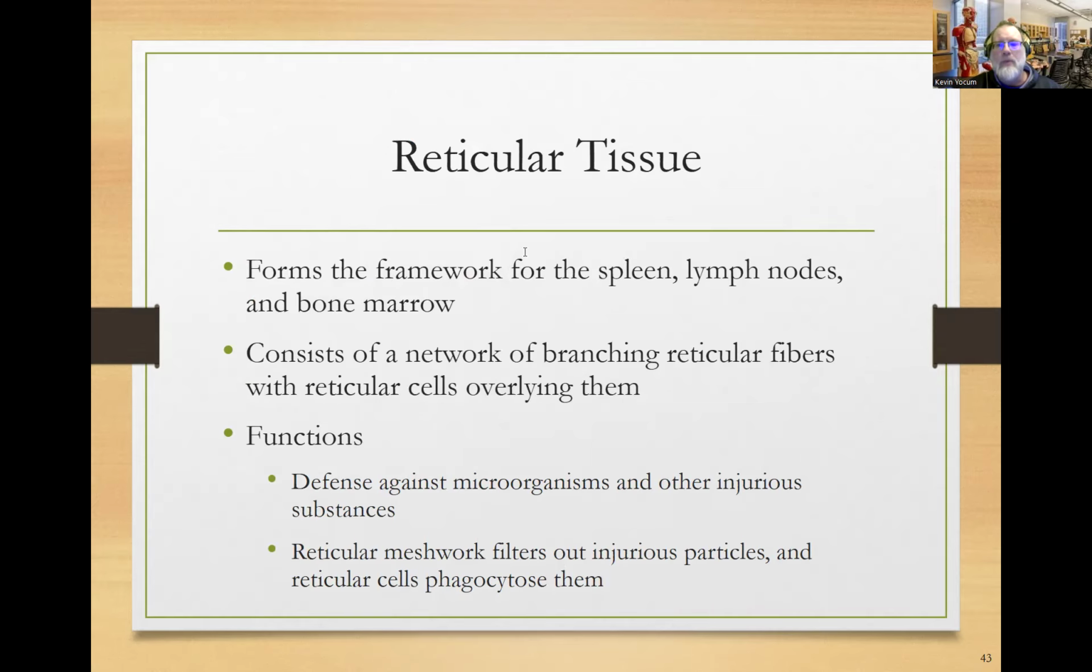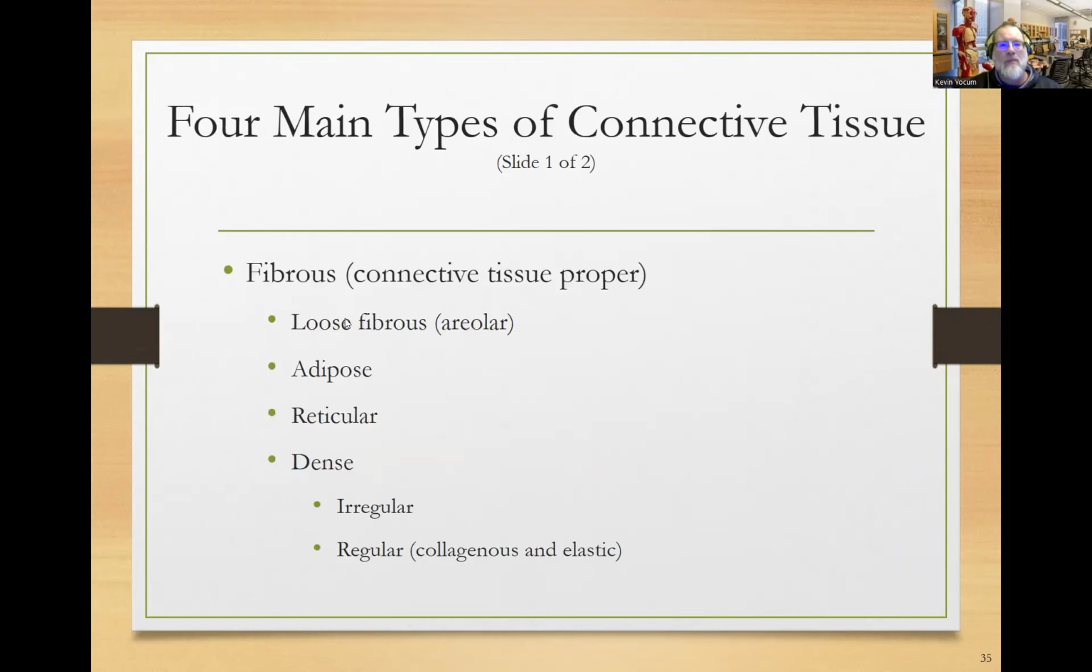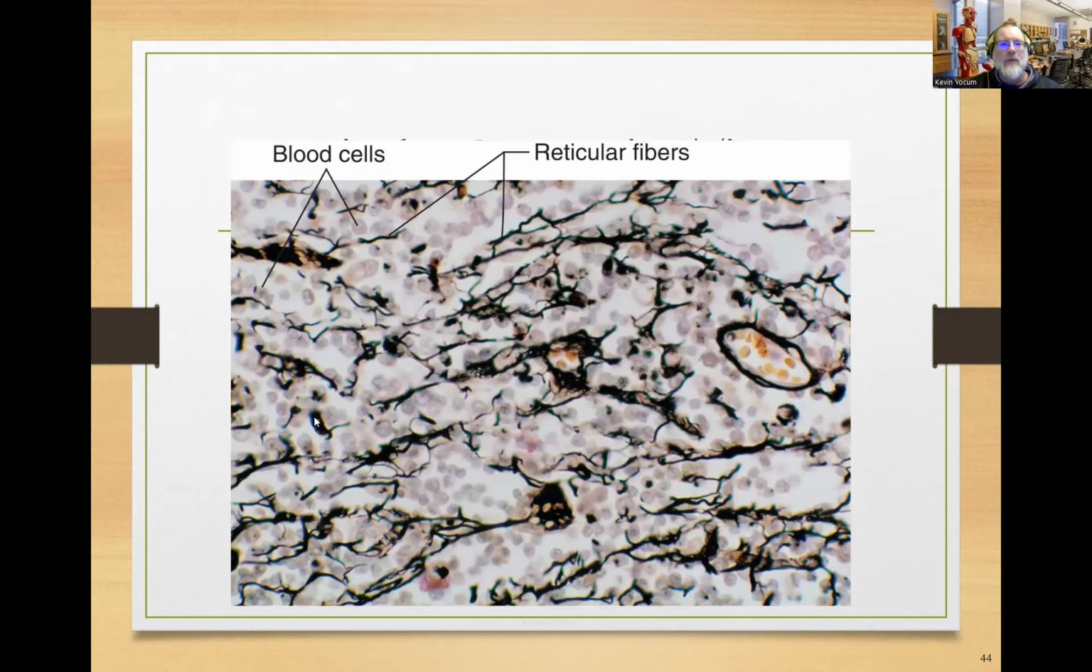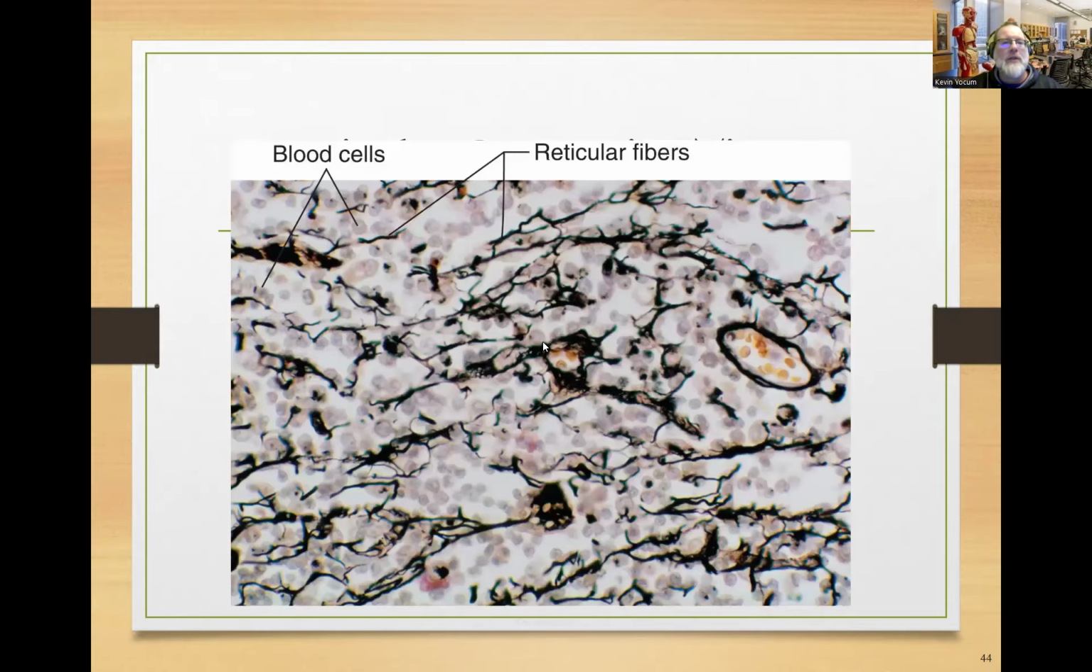Okay, next one. So here, I'm going to go back for a second. So we did loose and adipose. Now we're under reticular and then dense. And again, reticular is oftentimes going to involve quite a bit of blood. So you see some red blood cells, maybe white blood cells. So spleen, lymph nodes, bone marrow. Bone marrow is where blood cells are produced.